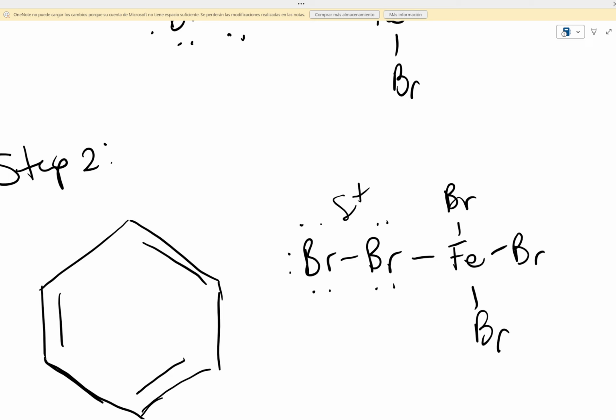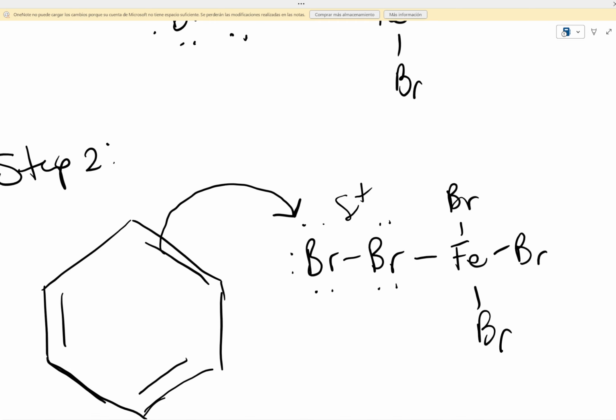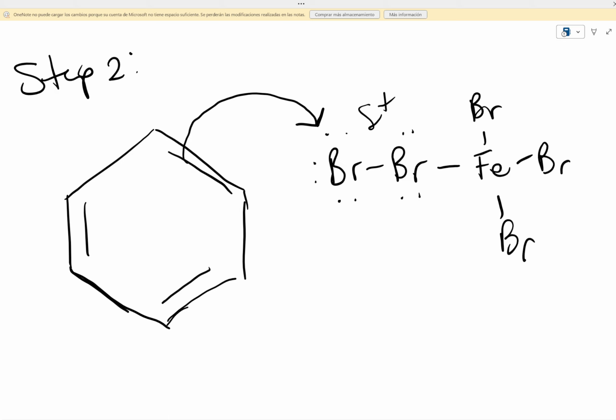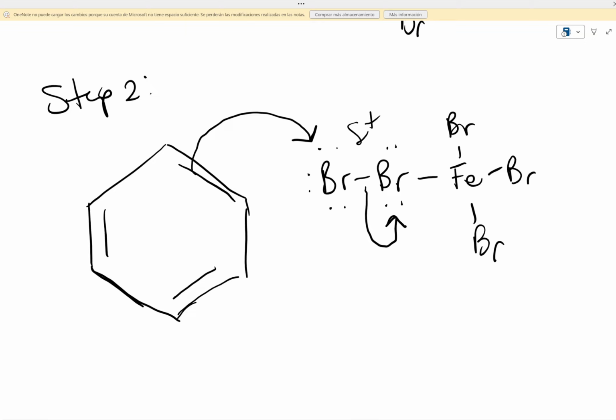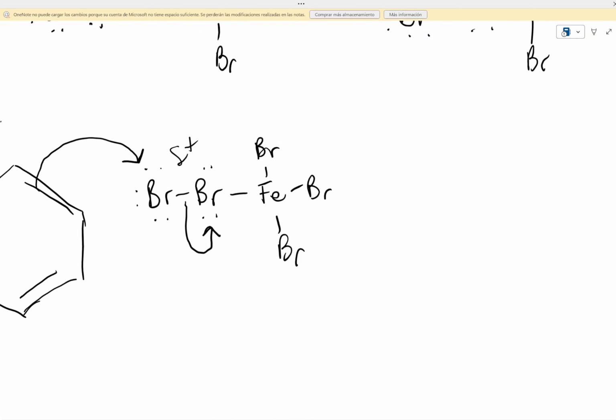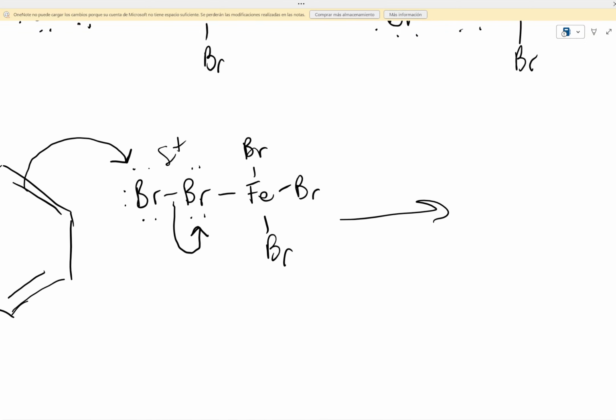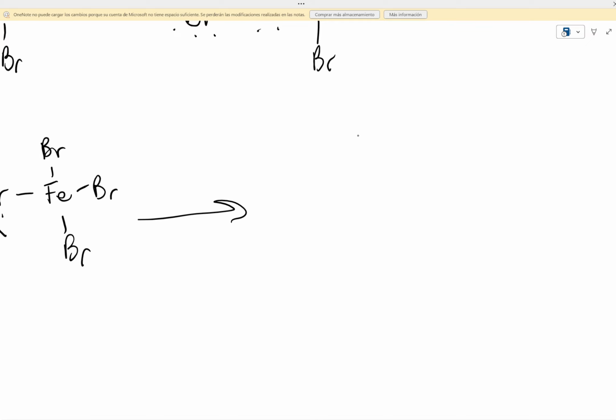Since it's slightly positive and it is an electrophile, it's going to be attracting a bond pair. So it attracts a bond pair from the double bond, some electrons from the ring system, and then this bond will break heterolytically, right? So we're going to have a bond breaking like that. So this is how it works specifically, and what we end up with is an unstable intermediate.